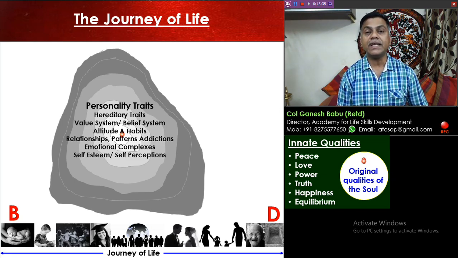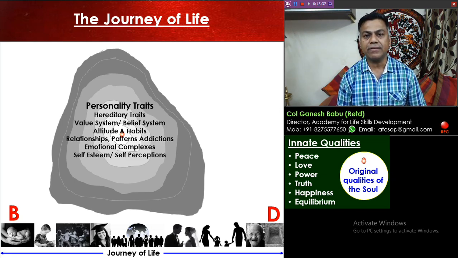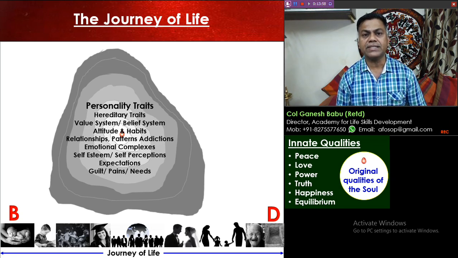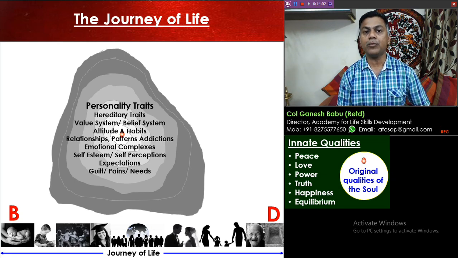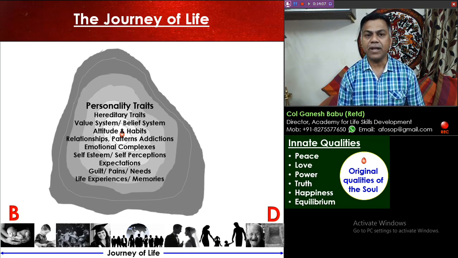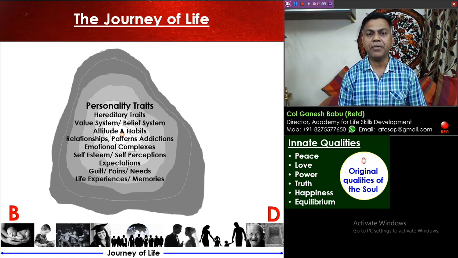Next, your own self-esteem, the way you perceive yourself. Swaman, self-perception, the way you see yourself. It may be compulsions, ichha, needs, guilt. What do you mean by guilt? A certain decision that you regret, you feel pain. Then pains of different nature, needs, expressed or unexpressed needs. There are needs that I am not able to express, but they exist inside. Next is my experiences from life, good and bad. They all shape me from inside.